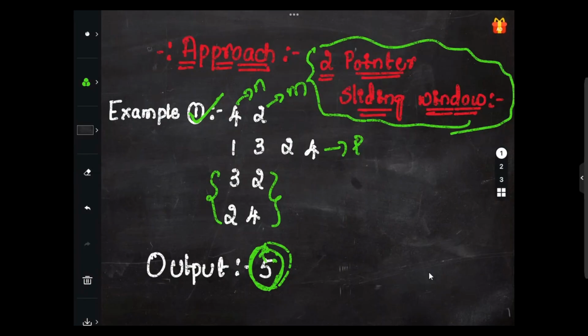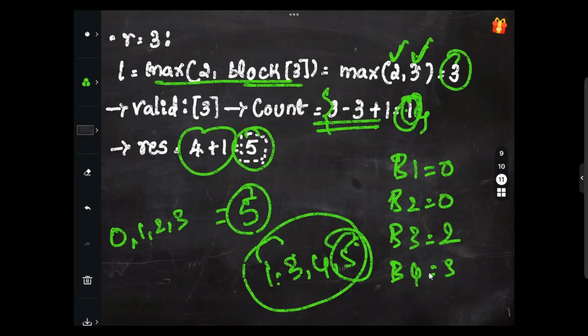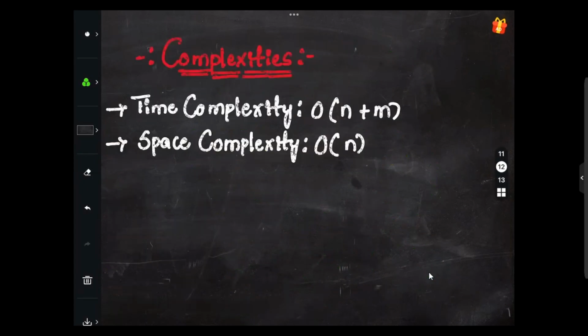As we are done with the approach part, and as we are completely familiar with the approach, let's move on with the complexities part, right? So what would be the time complexity here? The time complexity would be big O of n plus m.